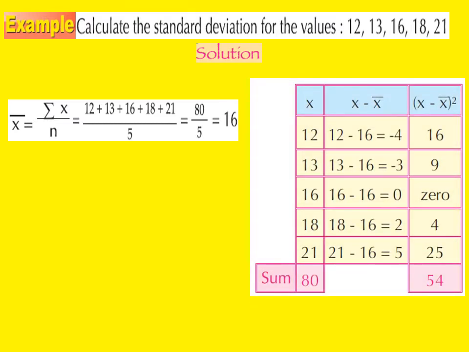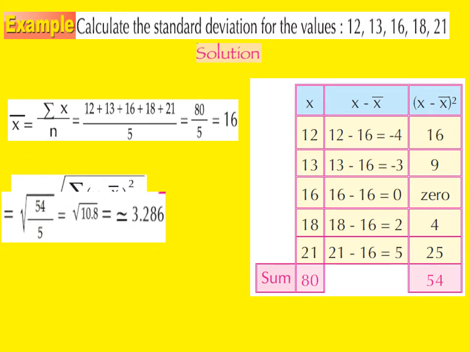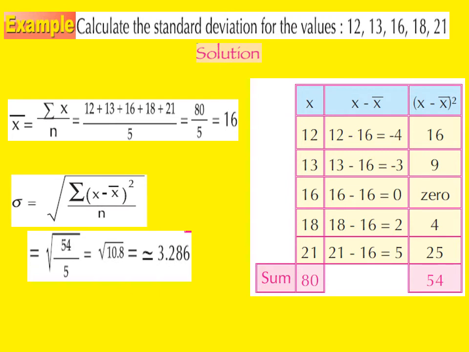Form the table: x minus x bar, (x minus x bar) all to the power 2, and find the sum of x and the sum of (x minus x bar) all to the power 2. Then sigma equals square root of 54 over 5 equals square root of 10.8, approximately equals 3.286.